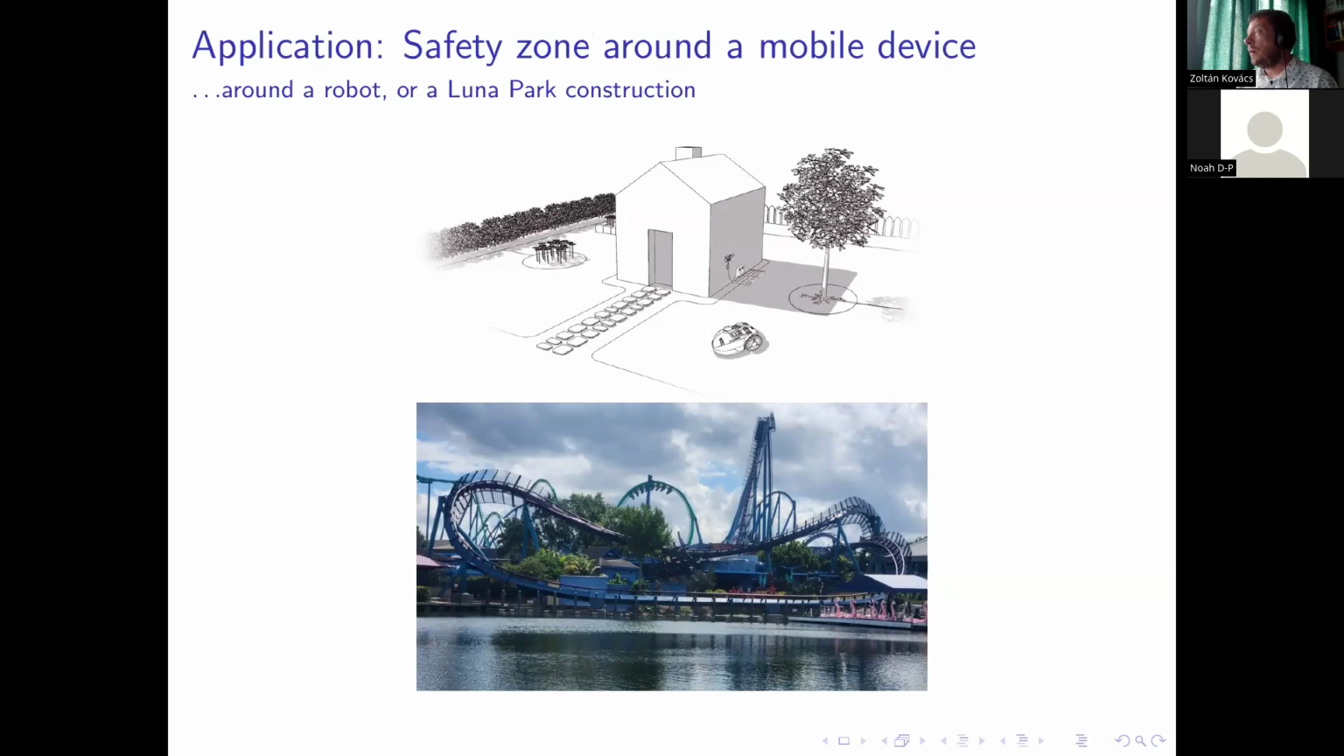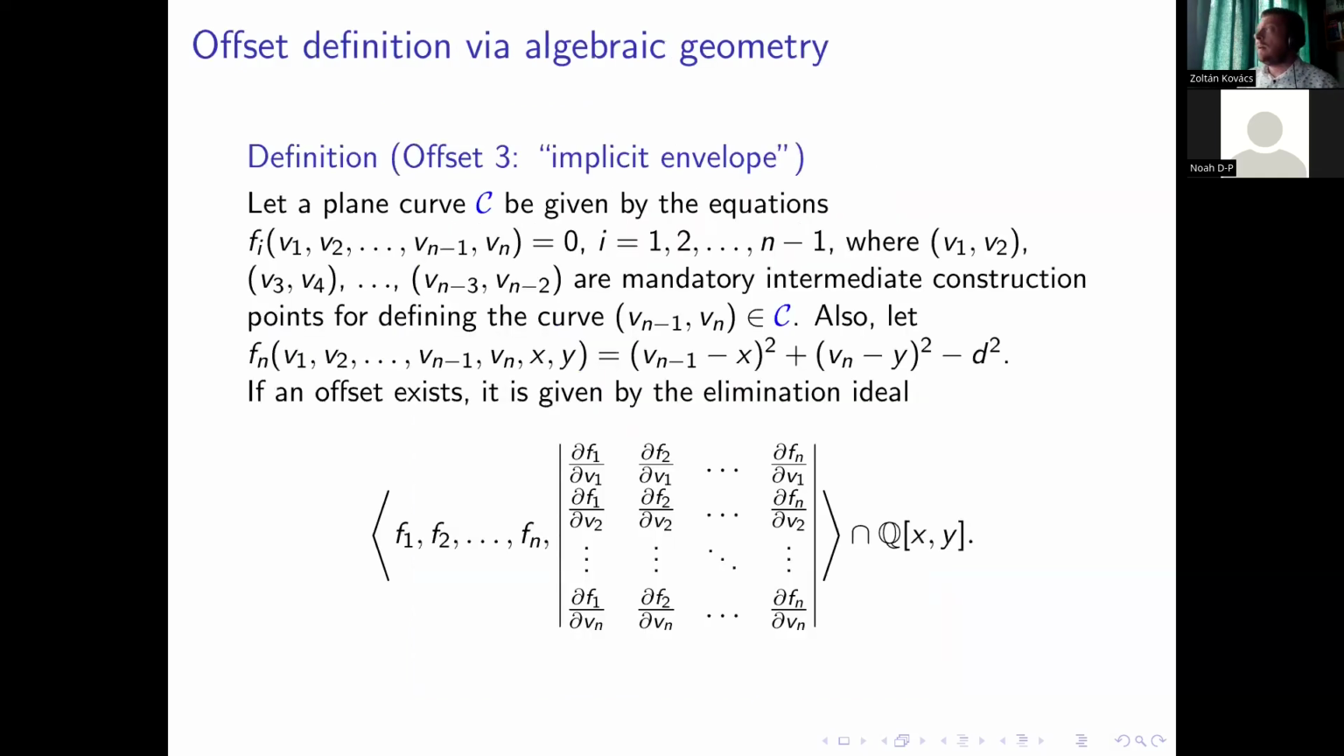Some applications, because maybe you don't know where this offset notion is used in real life. How to define offsets via algebraic geometry? So this is a difficult story, to be honest, because in this case we need to work again with the polynomials, but we add an extra polynomial to describe the circle, which is very important in this definition. Also, we use the Jacobian matrix, and then we have this intersection with q, x, y. So we compute the elimination ideal again.